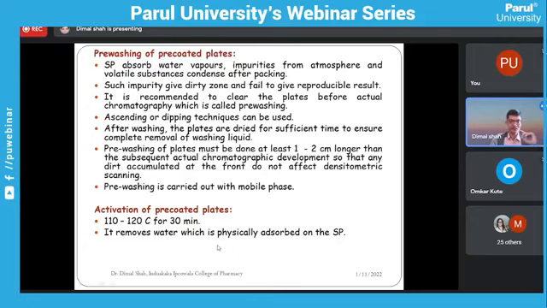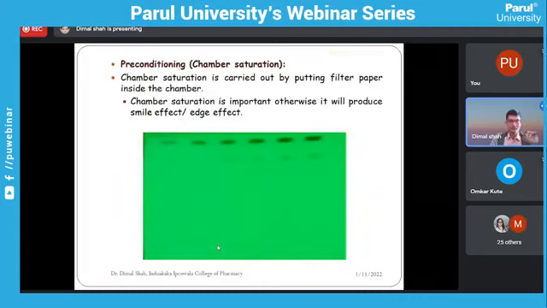One more thing I forgot to mention in chamber saturation. Normally, chamber saturation is carried out by dipping a filter paper inside a chamber containing a mobile phase. But as a second option, to speed up the process of chamber saturation, we can prepare 10 ml of mobile phase separately, allow the mobile phase to pass over the filter paper, and then dip that wet filter paper inside the chamber. That will help in chamber saturation easily. So that procedure can also be adopted for fast chamber saturation.